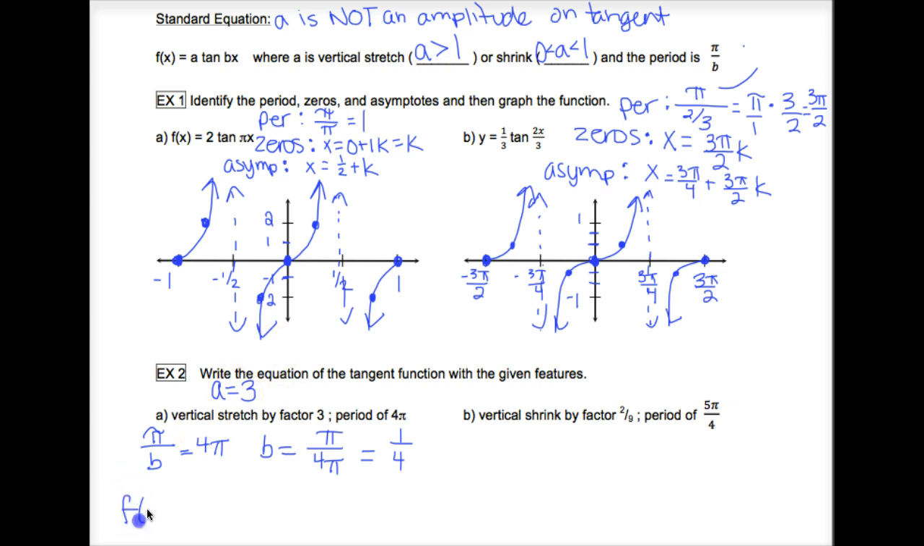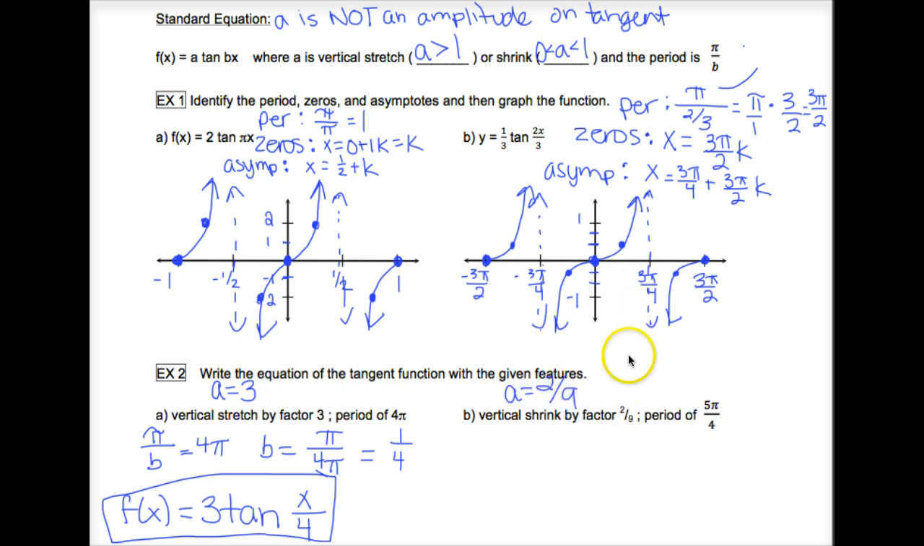So when I go to write my function, f of x or y equals A, which is 3, times tangent of B times x. 1/4 times x is x over 4. So 3 tangent of x over 4. Last one. A value here is my vertical shrink, which is 2/9. To find B, I need to set B equal to the period. So pi over B equals 5 pi over 4.